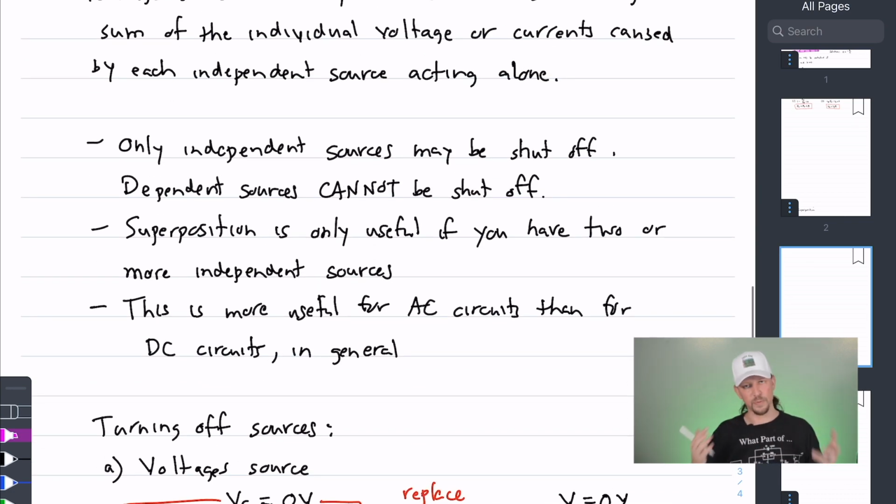This is enough theory for superposition. In a few videos, we will go through some examples to see how it is that superposition itself can be applied in order to analyze circuits.